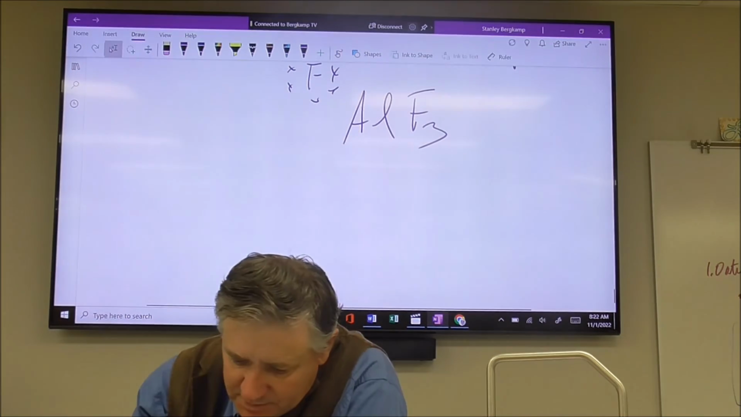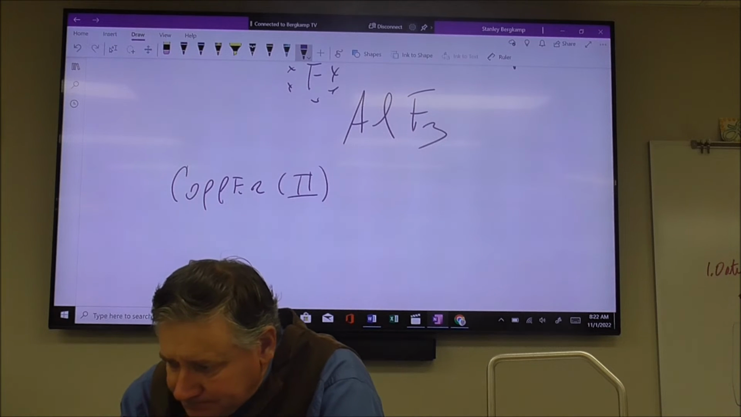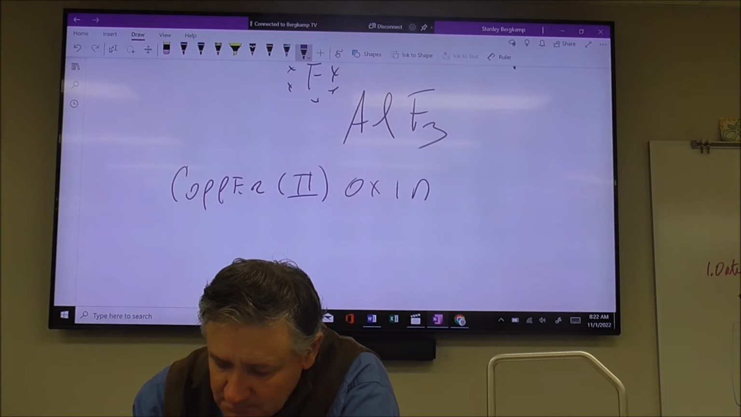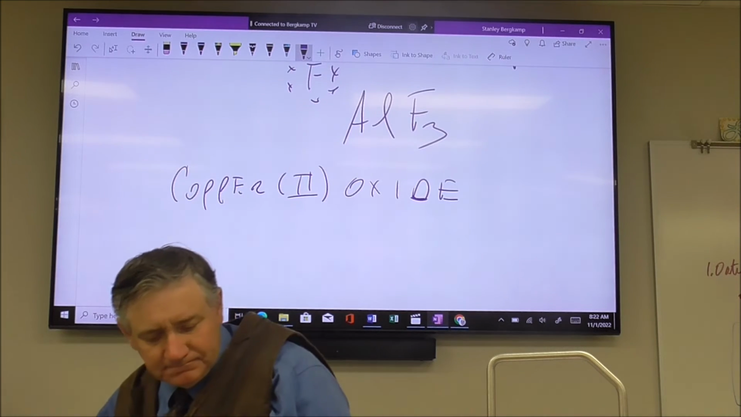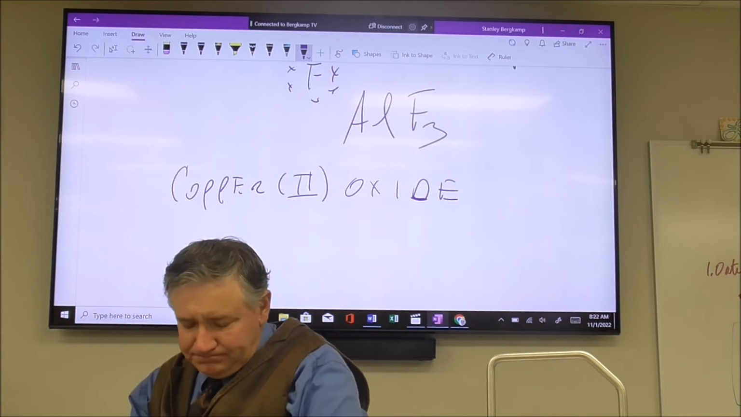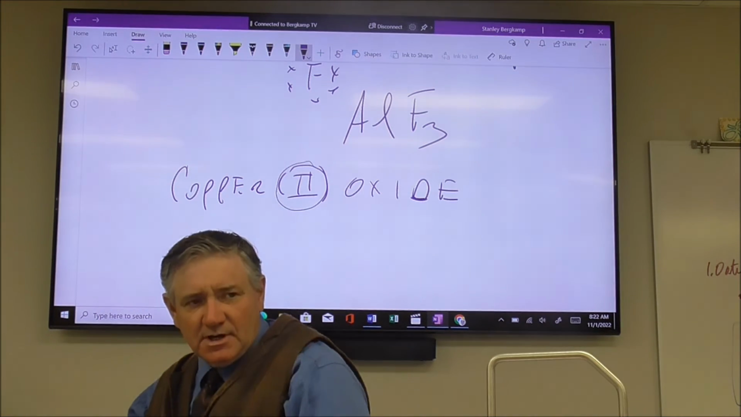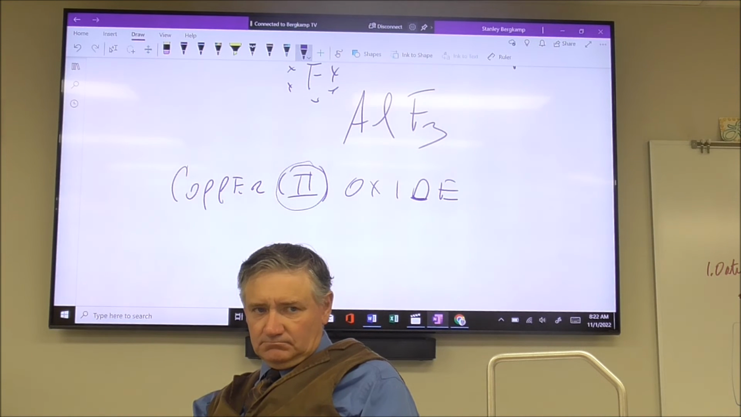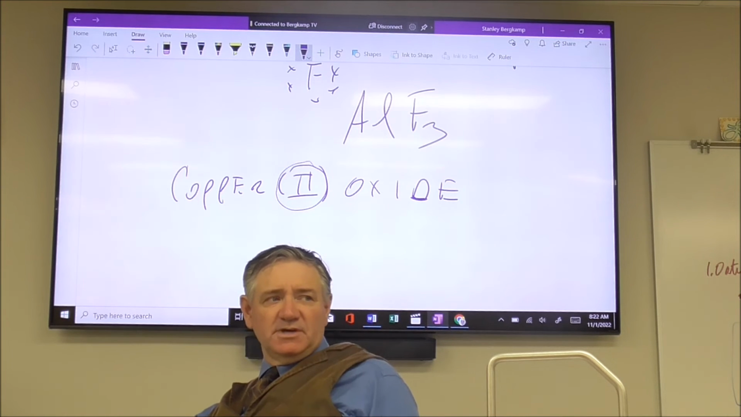Now, let's say you wanted to do copper 2 oxide, otherwise known as rusted copper. So you have copper 2 oxide. Since it's copper 2, how many valence electrons are you going to put around copper? Do not make this difficult. What's that copper 2 tell you?